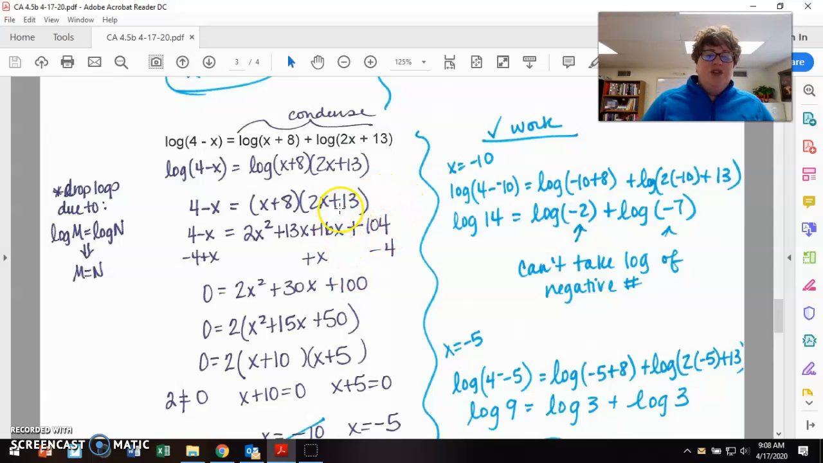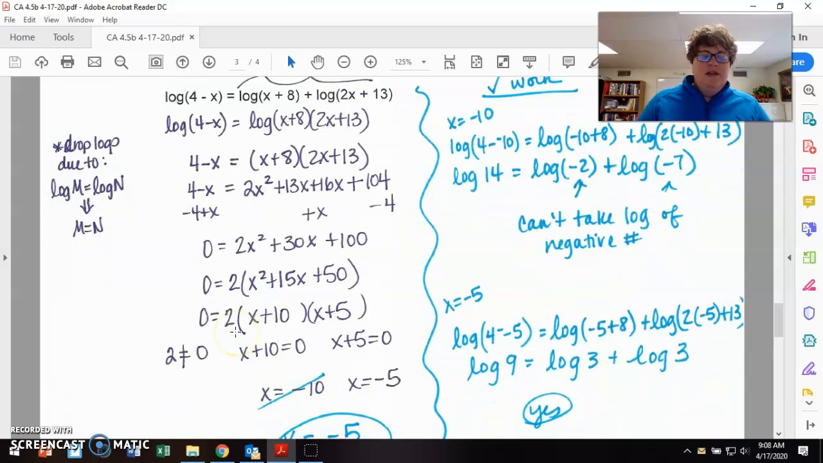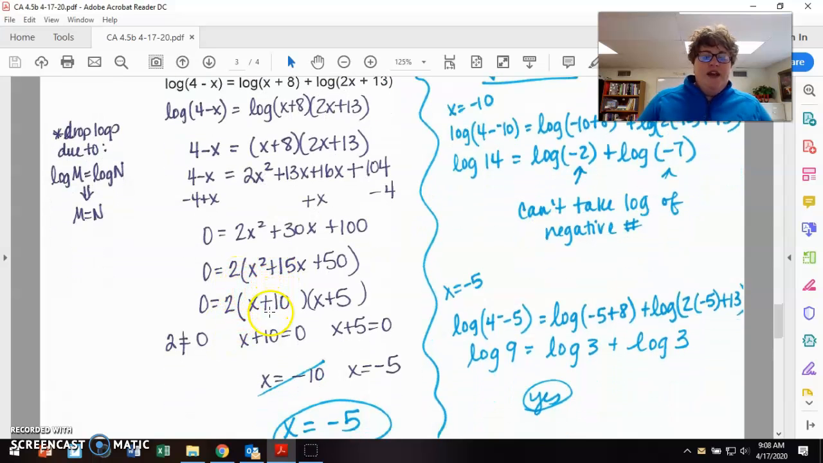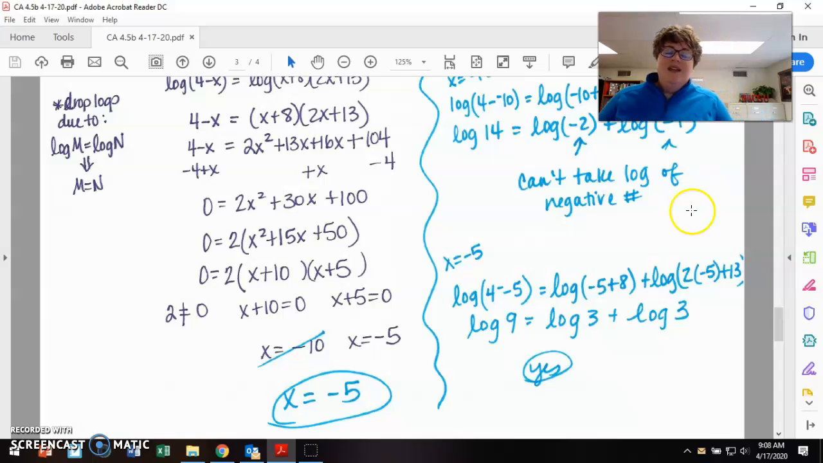Multiply, combine like terms, and then refactor. So I can take a 2 out, and then I can factor to x plus 10, x plus 5. So I get -10 and -5, but again, if you condense, check your work. What we find out is -10 does not work because you cannot take the log of a negative number. So -5 is your only solution. And it's not just a negative number to start with. It's once you plug it back into the problem, can you take the log of a negative number? Because when I plug in -5, I end up getting positive numbers.